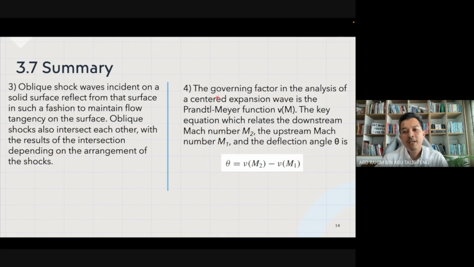And finally, the governing factor in the analysis of a centered expansion wave is the Prandtl Meyer function, where we want to find V in terms of the function of Mach number. The key equation which relates the downstream Mach number M at region 2, the upstream Mach number M at region 1, and the deflection angle theta is given as follows, which leads us to the usage of the table in Appendix C, the Prandtl Meyer expansion wave table.